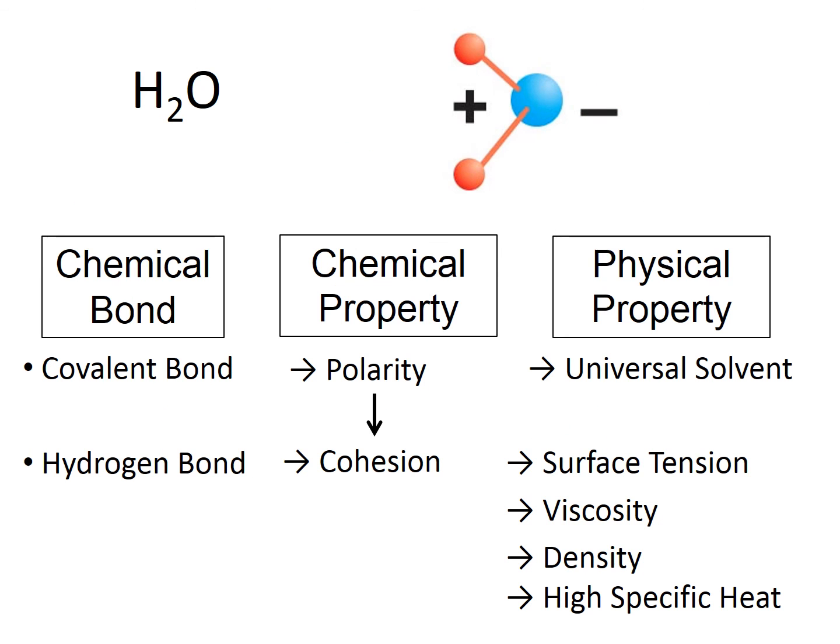So just to review here, the chemical bonds that hold water together and connect water molecules to each other, those covalent and hydrogen bonds, have very significant influences on the chemical properties and physical properties of water, and those properties have been very significant for all forms of life on the planet and therefore critical to our study of ecology.